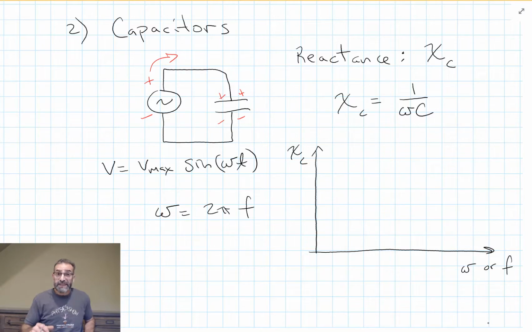We know that this has to go to 0 as the frequency goes to infinity. It has almost no effect on the circuit as the frequency goes to infinity. And it has to go to infinity as our frequency goes to 0, because we know it acts as an open circuit for a DC power supply, a 0 frequency source.